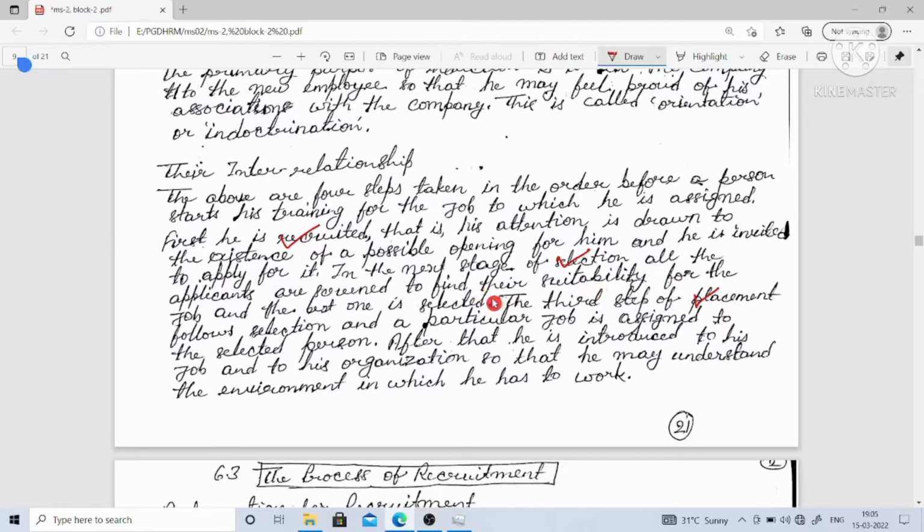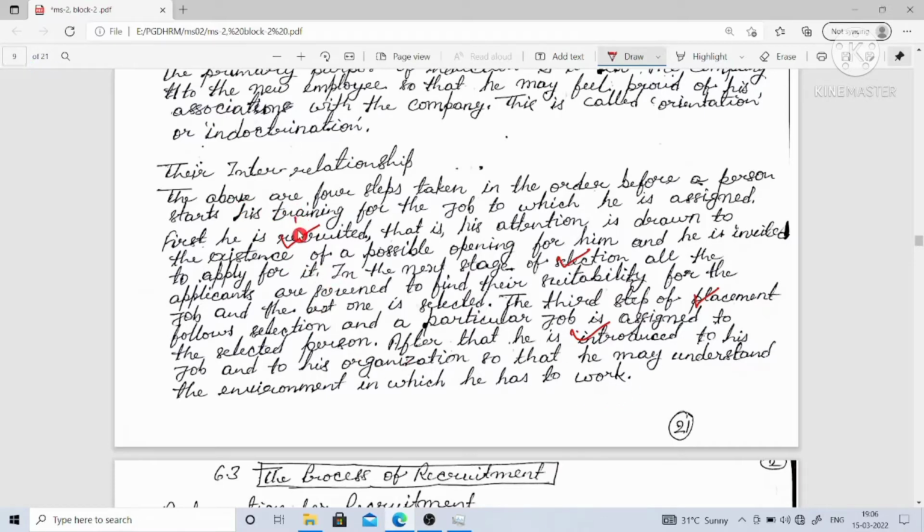Okay, for a particular job a particular person is assigned, meaning that for a particular kind of job a person is placed to do that work. After that, he is introduced to his job and his organization. So in the fourth stage given here, he is introduced to his job and to his organization so that he may understand the environment in which he has to work.